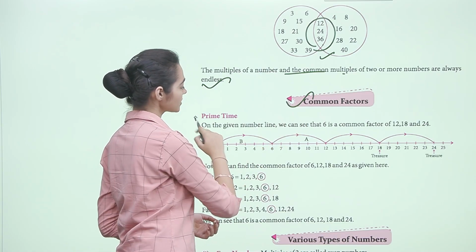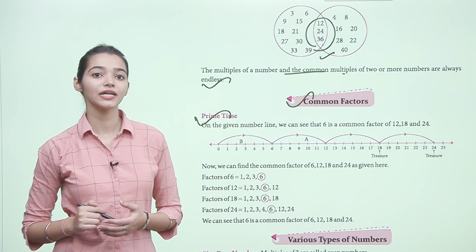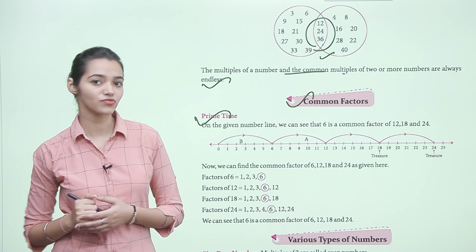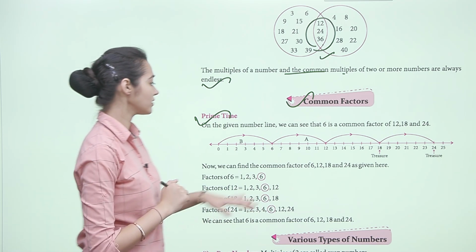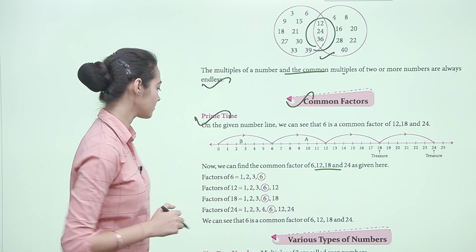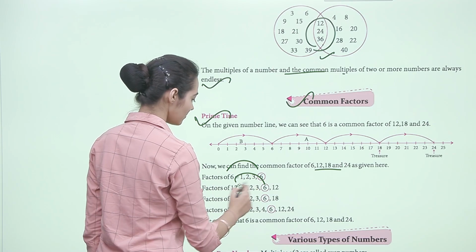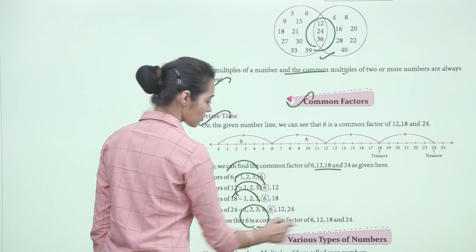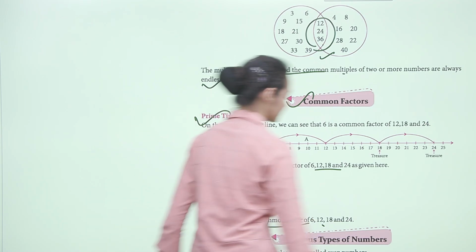Now, the common factors. On the given number line, we can see that 6 is a common factor of 12, 18 and 24. So, we can find that the common factor of these numbers is 6.